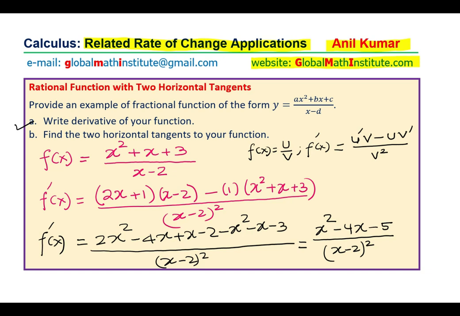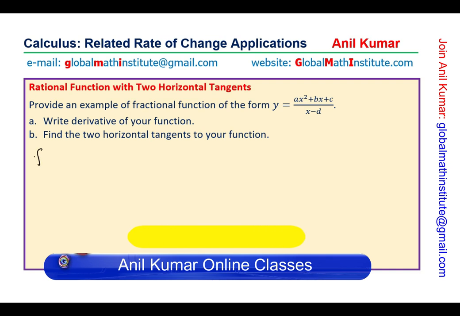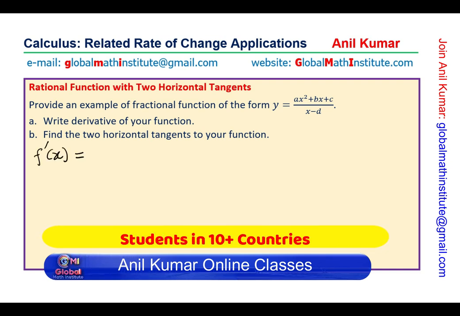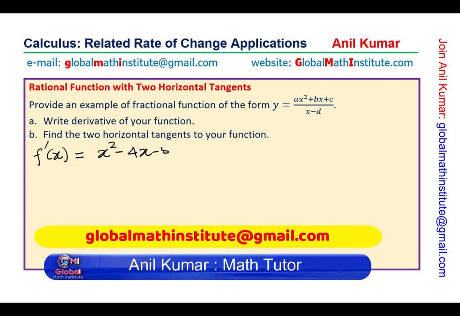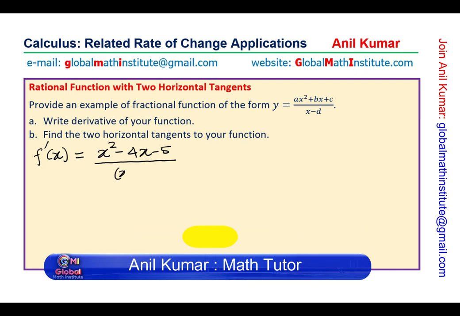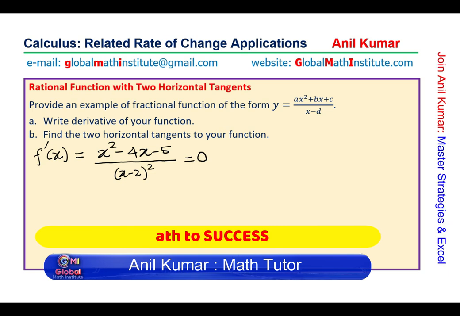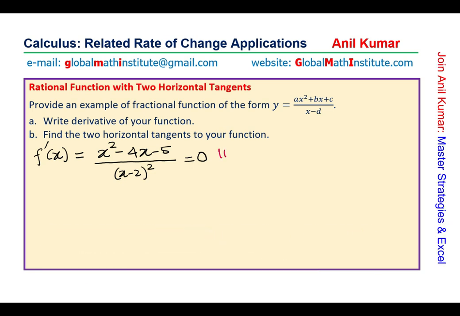So we got the derivative in a simplified form, and now we are going to do the second part of it, which is find the two horizontal tangents to your function. Horizontal tangents means that the derivative is 0, right? And we have a quadratic term in the numerator, which is x squared minus 4x minus 5, right? So let's go to a fresh page and write down the derivative for the function, which is x squared minus 4x minus 5 over x minus 2 whole square. And we are going to equate it to 0, since what do we need in part B is horizontal tangent, right?